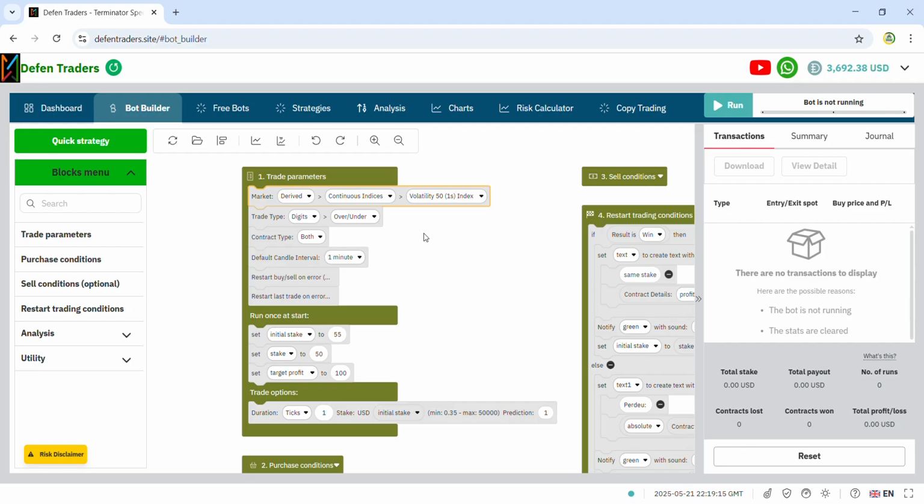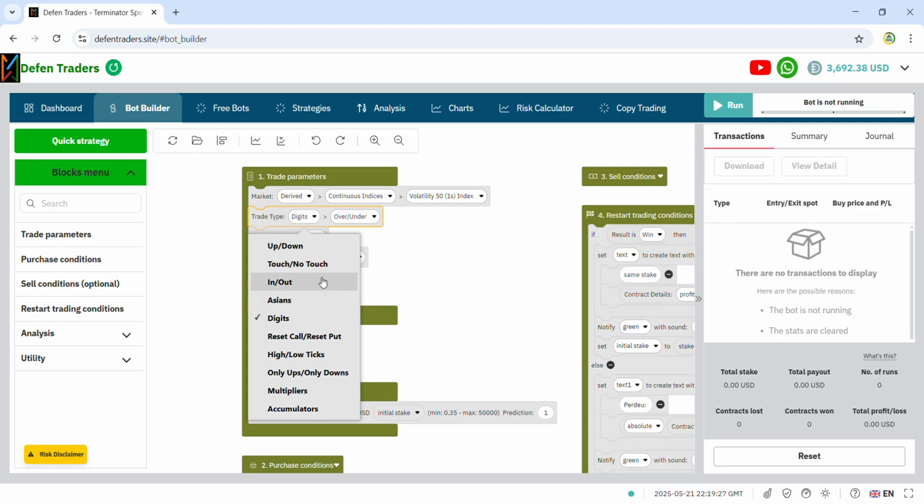The second part is what we call the trade type. On this trade type part you see digits. Once you click on this arrow facing downwards, you have these options: up, touch, no touch, in, out, Asians. We have specialized on specific parts that we work with, and that is up, down, and the digits. Some will work with accumulators, multipliers. If you know how to trade on the accumulators, this is where you do your setup from.